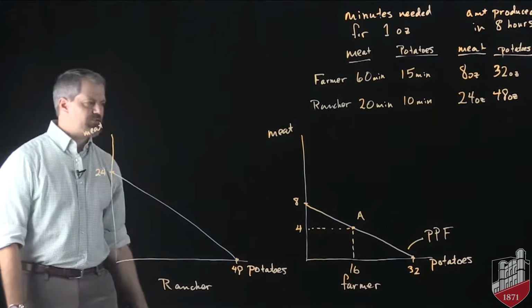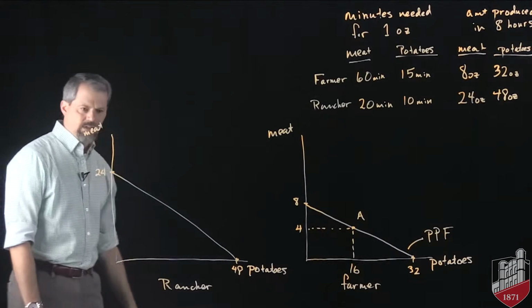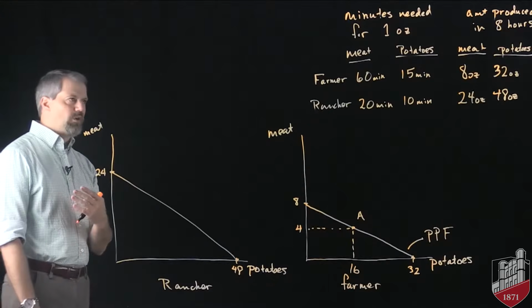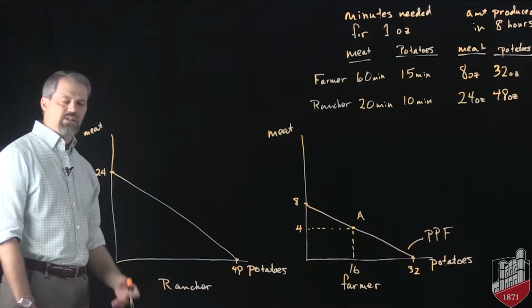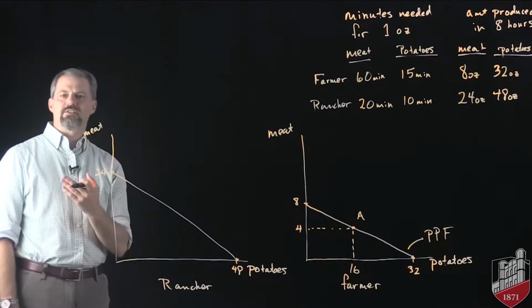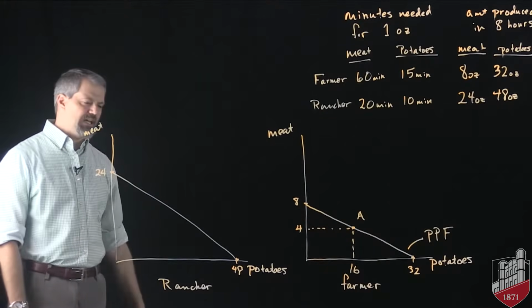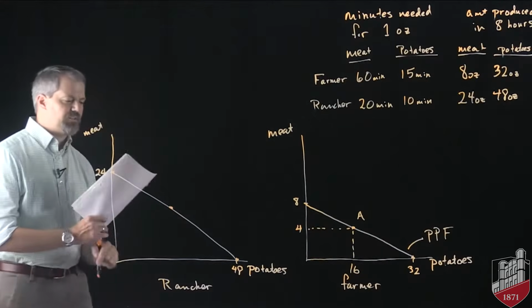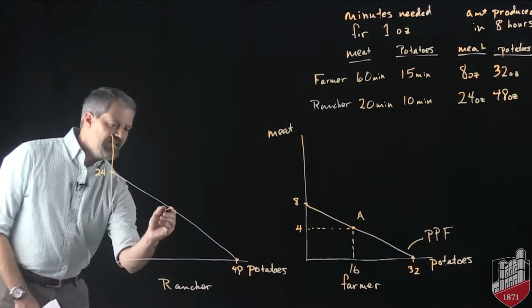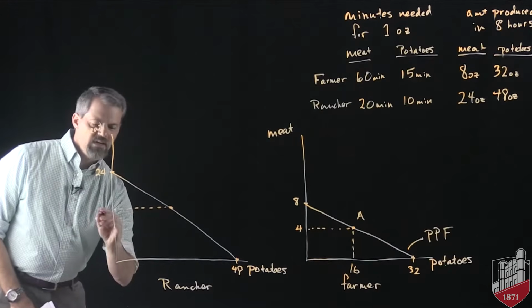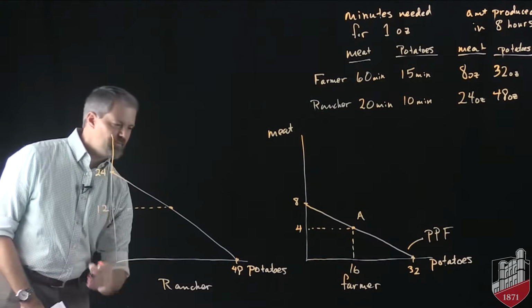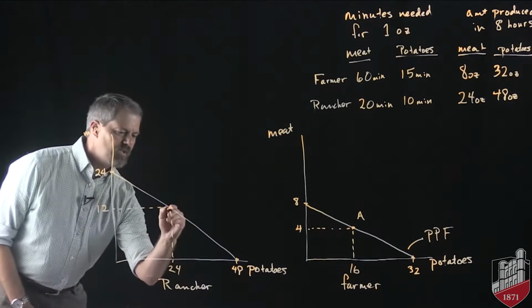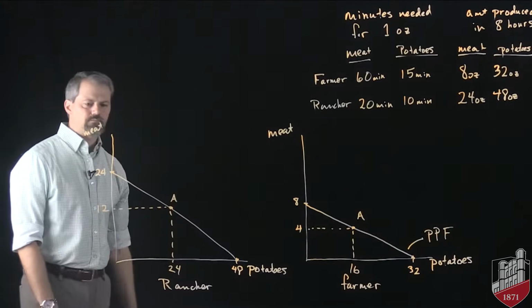So there's the rancher's production possibilities frontier. Let's also do the same thing for the rancher that we did for the farmer. Let's suppose that the rancher spends half of their time making meat, half of their time making potatoes. That will put them right here at the midpoint of that production possibilities frontier, where at the end of the day, they have 12 ounces of meat and 24 ounces of potatoes. We'll label that point A.